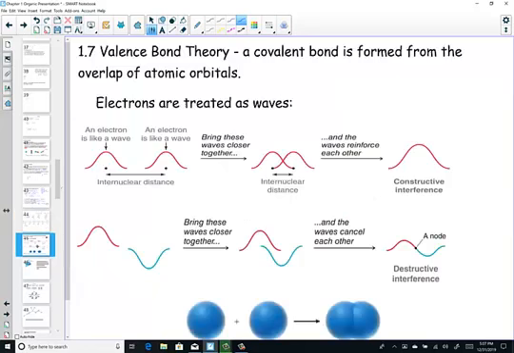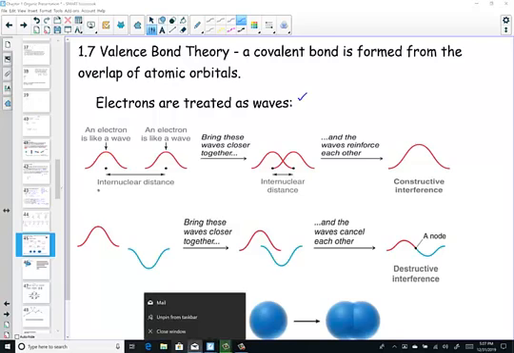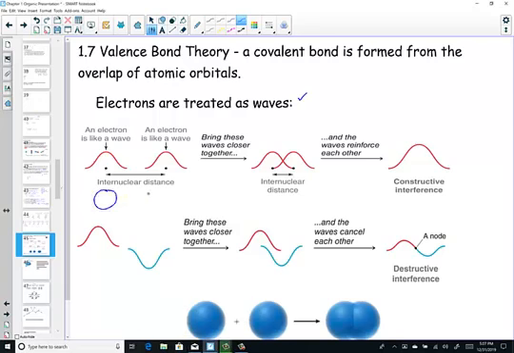In the next section, we talk about covalent bonding and the overlap of atomic orbitals. And this is known as the valence bond theory. When electrons are treated as waves, and remember we talked about one hydrogen atom overlapping another hydrogen atom, and that's what they're showing here. As they begin coming closer and closer together, the internuclear distance brings them closer together, and those waves pass over each other with a constructive interference. We have a bond overlap that forms for a covalent bond.